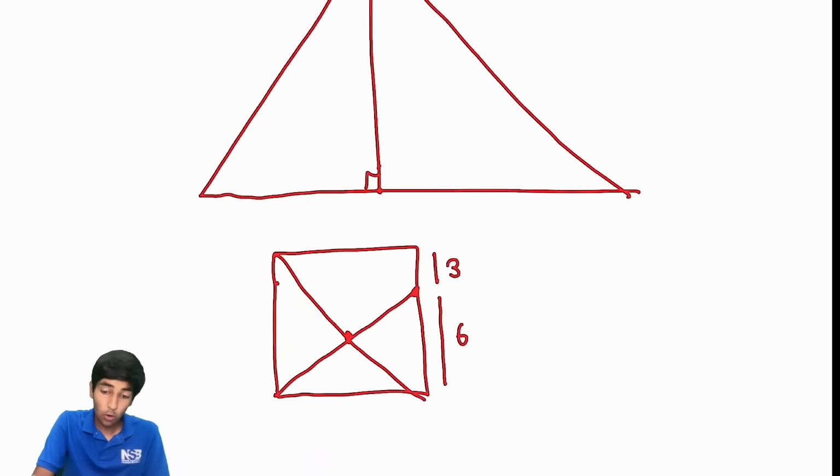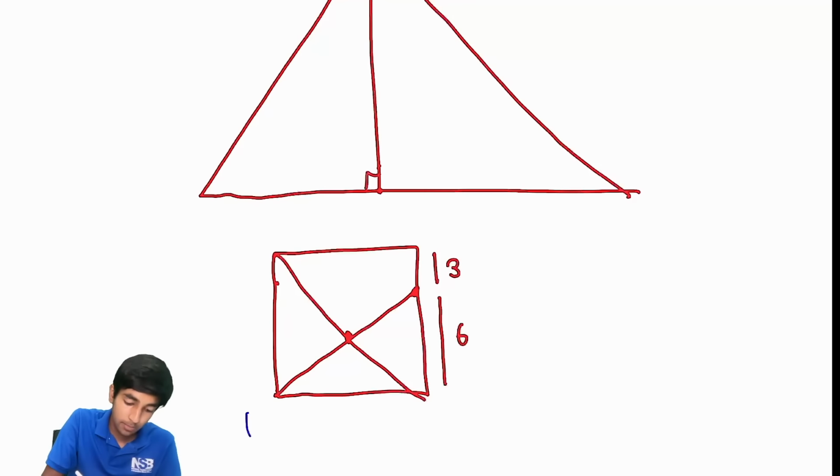Oftentimes you can just assign coordinates. And the way you want to assign coordinates is make things simple. So for example, we can say this is 0, 0. Maybe we're given the side length of the square is 9. So 9, 0, and then 9, 9, and then 0, 9.